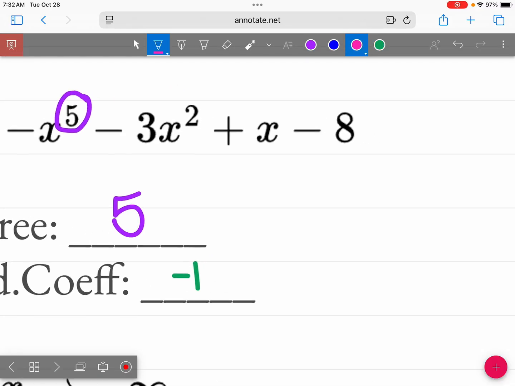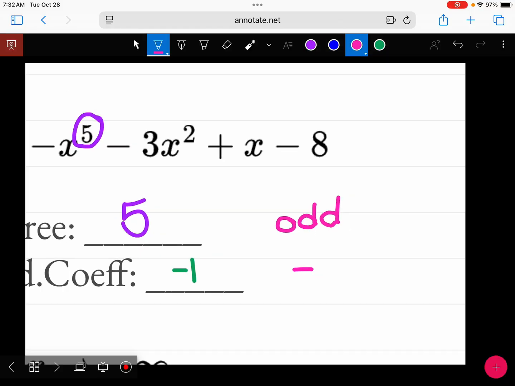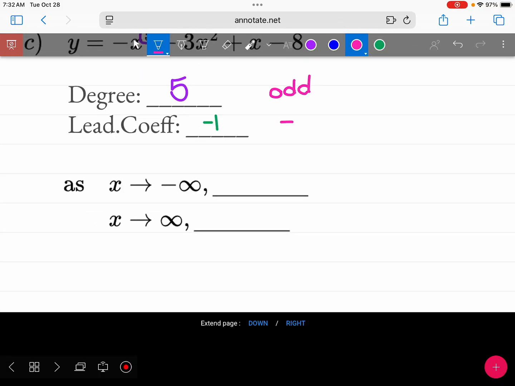So are we even or odd? Odd. Positive or negative? Negative. So odd and negative means we know what? Y goes to negative infinity.